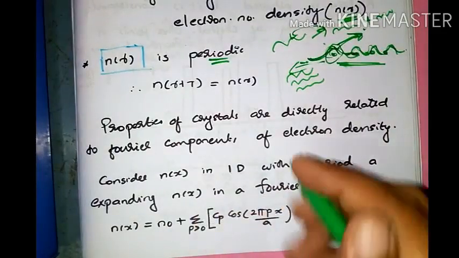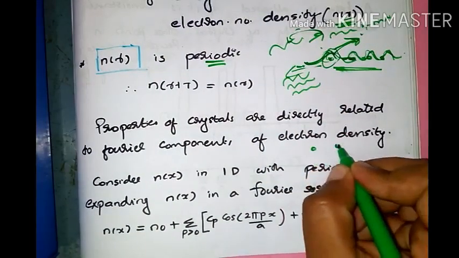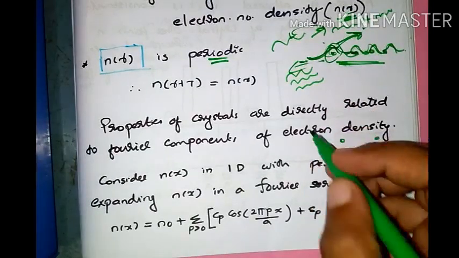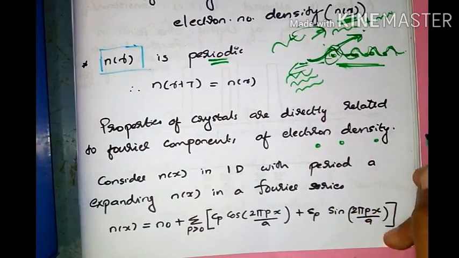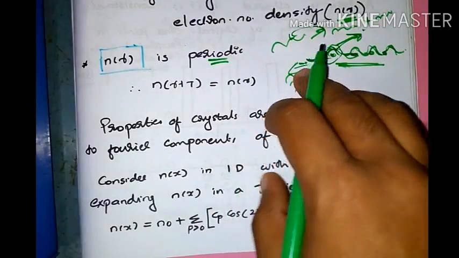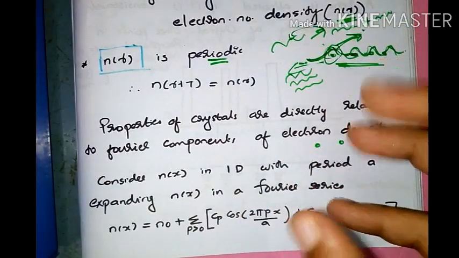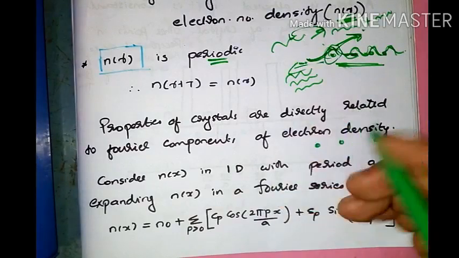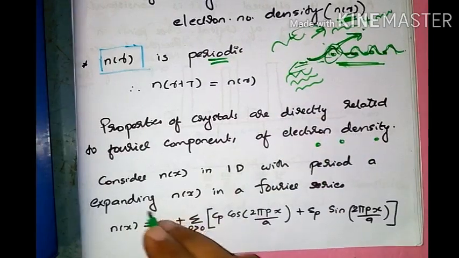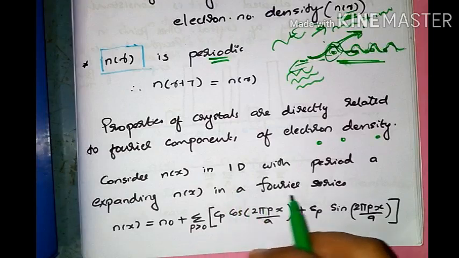Now, initially we consider a one-dimensional lattice arrangement, like this. We are trying to analyze the electron density of this one-dimensional lattice arrangement of the crystal with Fourier transform. As I told you earlier, this electron density can be unpacked into a large number of frequency components using Fourier transform. So here we are doing that, expanding n of x, or the electron density, in a Fourier series.